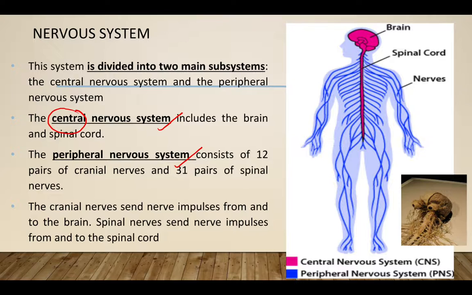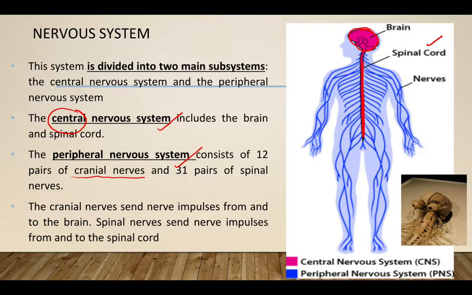The central nervous system includes the brain, which is located at the center of our body, and connected to the brain is the spinal cord. Spinal cord is tulang belakang. While the peripheral nervous system consists of 12 pairs of cranial nerves. Cranial nerves refer to the nerves in the brain. Cranial nerve ni ialah saraf pada otak, saraf pada otak, dalam tengkorak.